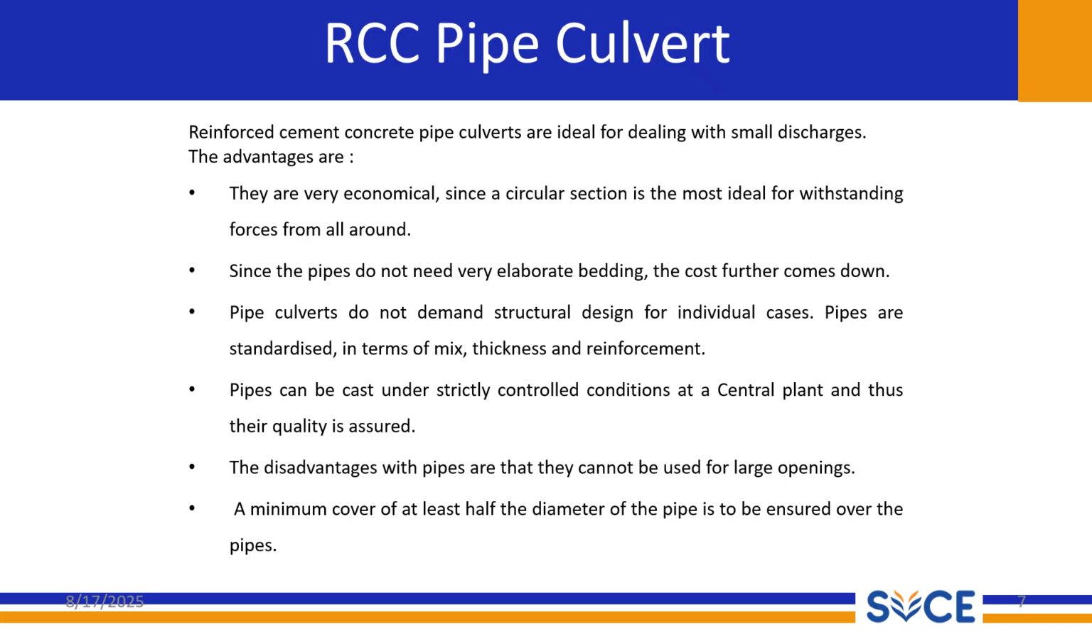The advantages are they're very economical. The circular section is most ideal for withstanding forces from all around. Since the pipes do not need very elaborate bedding, the cost further comes down. The pipe culvert does not demand structural design for individual cases. The pipes are standardized in terms of mix, thickness and reinforcement. The pipe can be cast under strictly controlled conditions at a central plant and thus the quality is assured.